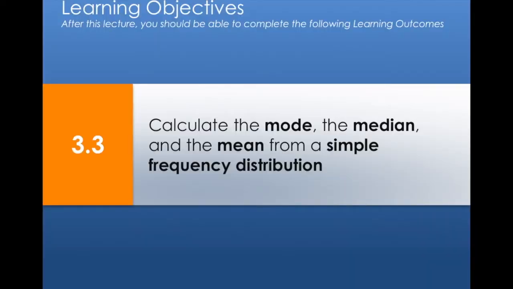Okay, so remember that the mode is the answer that is occurring the most frequently. The median means just as many people answered above the median as below the median. And the mean is an average. So what we're going to talk about now is how to calculate this from a simple frequency distribution.